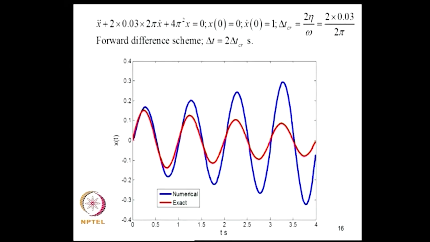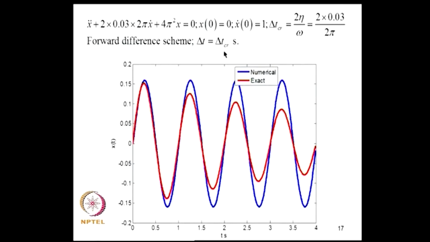Now, let us introduce damping. Suppose about 3% damping is introduced, and we know the delta t critical, we can find out: 2 eta by omega is the critical step size. If I now take, for illustration, delta t to be 2 times the delta t critical, I expect solutions to grow as time passes, and that is what happens here, because the forward difference scheme is unstable if delta t exceeds delta t critical. On the other hand, if it is exactly equal to delta t critical, you see that the blue line amplitude remains constant, but still it is not a good approximation for the red line, which is the exact solution.